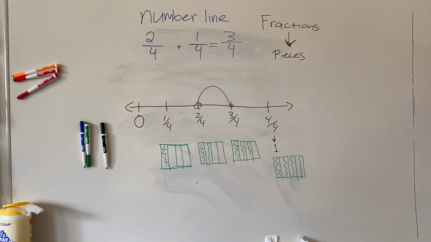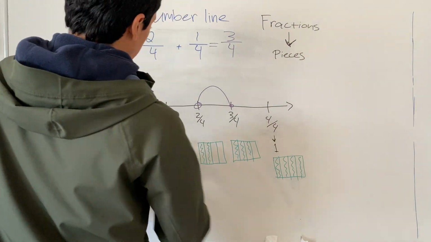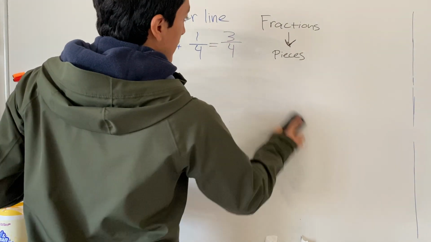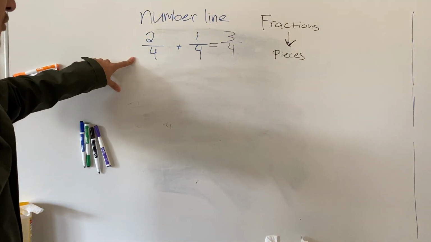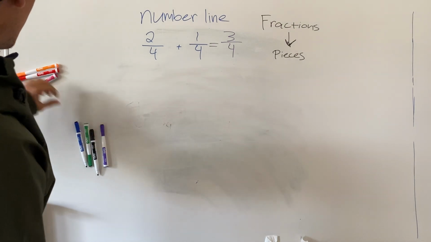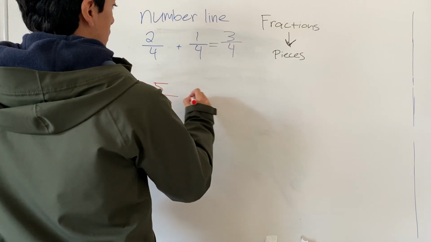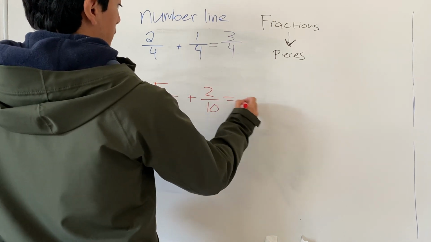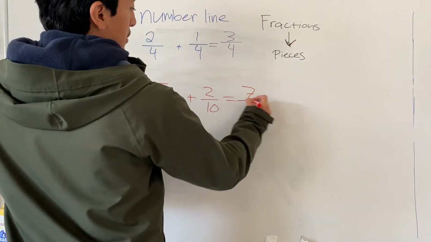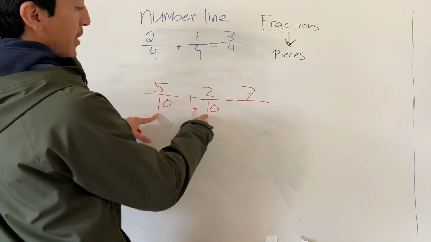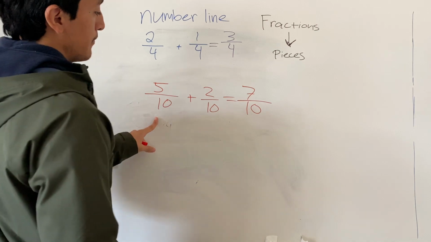Now, before we move on to a little bit more challenging problem, I know what you're thinking right now. You're probably saying, well, Mr. Yanis, an easier way is we can just add the numerators and then add the denominators. That's true. And let's do an example like that. Let's say we have 5/10 plus 2/10. I add my numerators, 5 plus 2, that's 7. Remember, the denominators in a fraction need to be the same, but you do not add them, they stay the same.